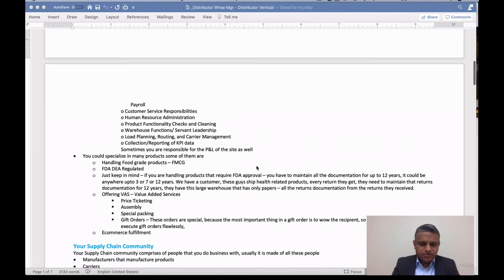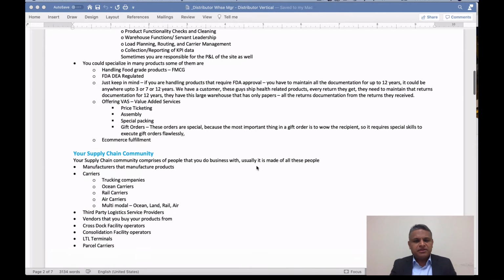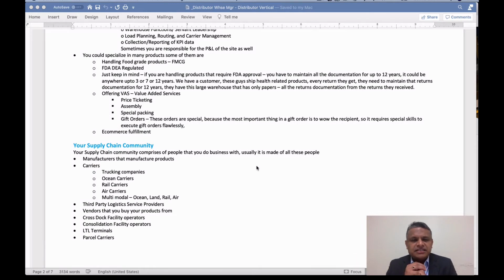So you could specialize in many products. Some of them are handling food grade products. That's the FMCG, fast moving consumer goods, FDA, DEA regulated. Just keep in mind, if you're shipping products that require FDA approval, you have to maintain all the documentation for up to 12 years, or 3 years, or 7 years, or 12 years. And we have a customer that does exactly that.